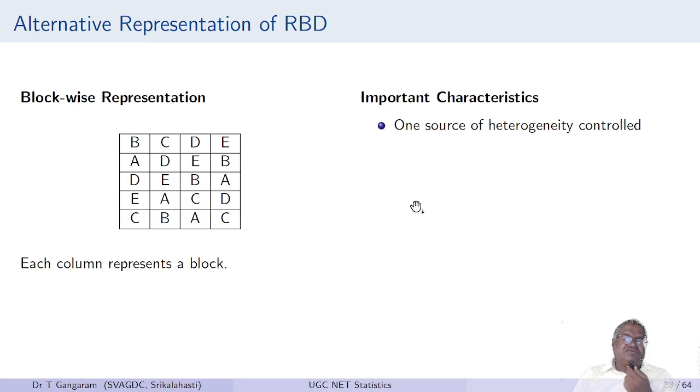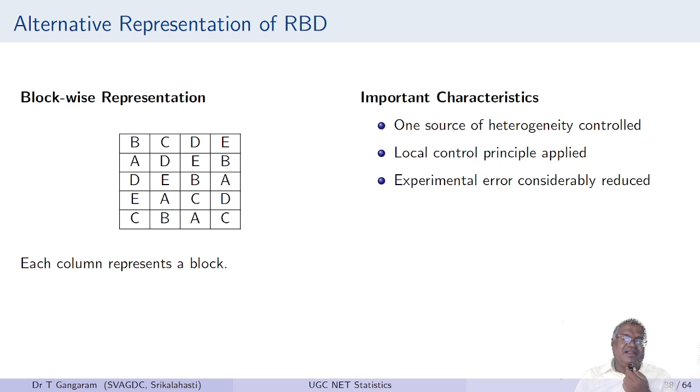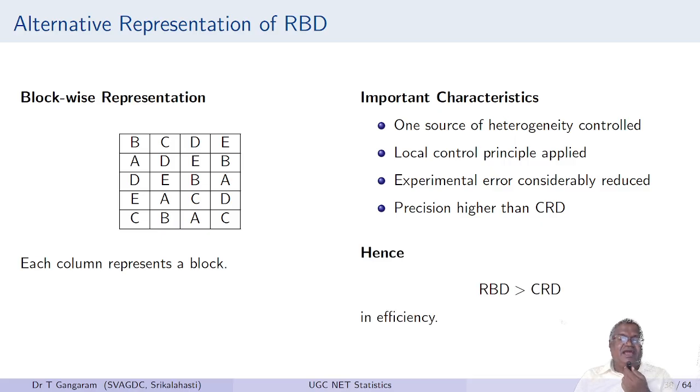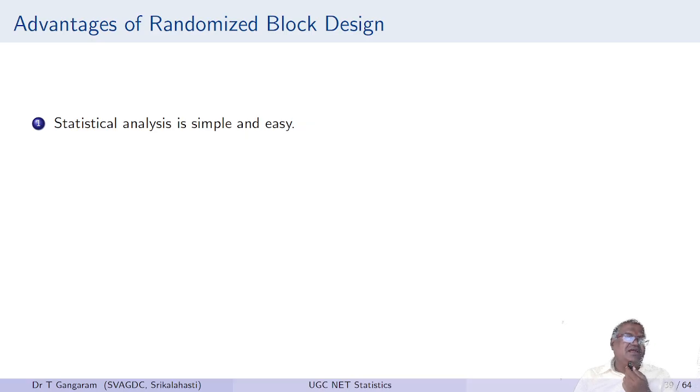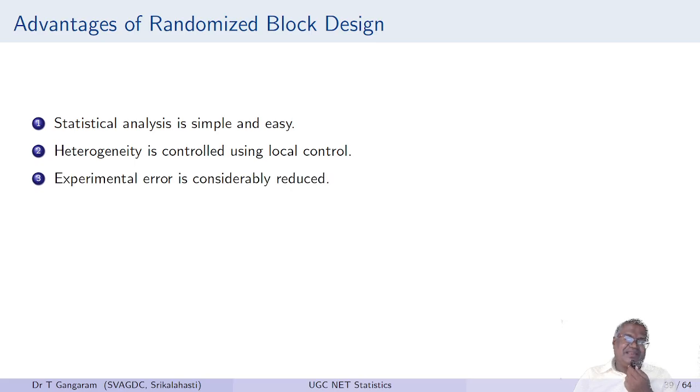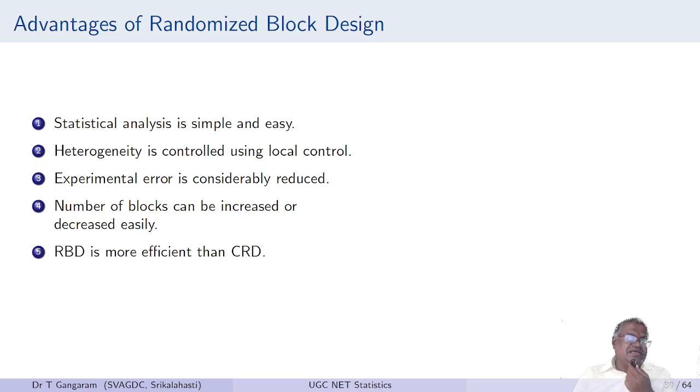Important characteristics: one source of heterogeneity control, local control principle applied, experimental error considerably reduced, precision higher than CRD, hence RBD is more efficient than CRD. The advantages: its statistical analysis is also simple and easy. Heterogeneity is controlled using local control. Experimental error is considerably reduced. Number of blocks can be increased or decreased easily.